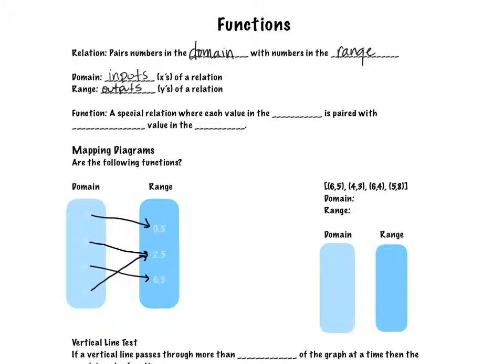We get really specific, and things we really care about are functions. These are special relations where every value in the domain is paired with exactly one value in the range. This is where we get into talking specifically about functions: each value in the domain only goes to one thing in the range. I apologize, these did not copy as well as I thought they would.